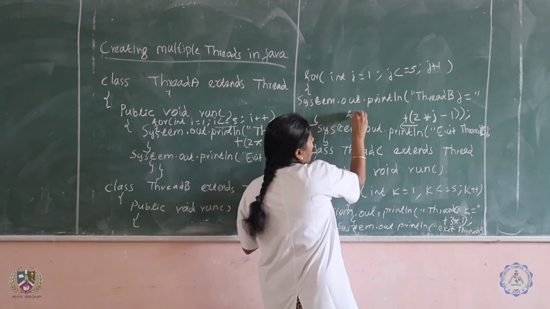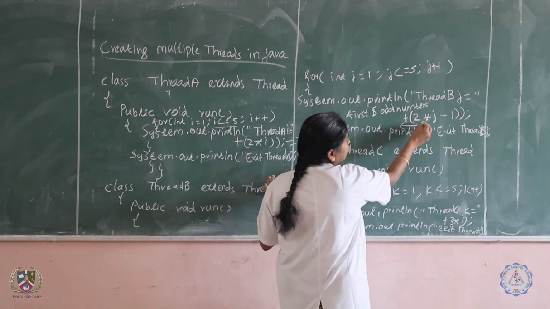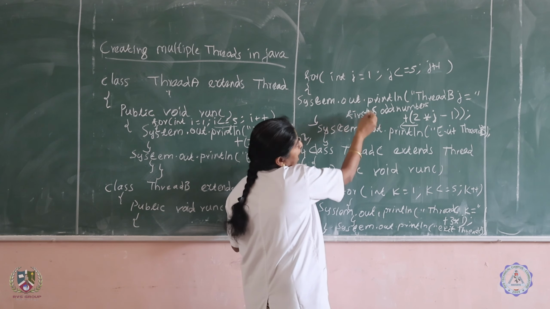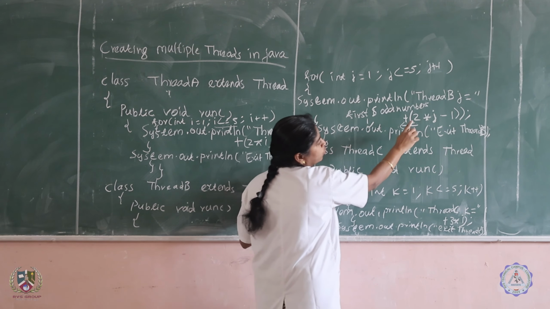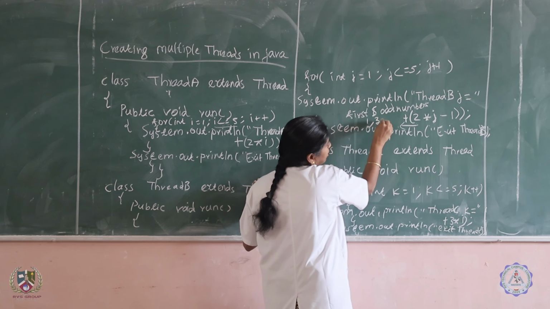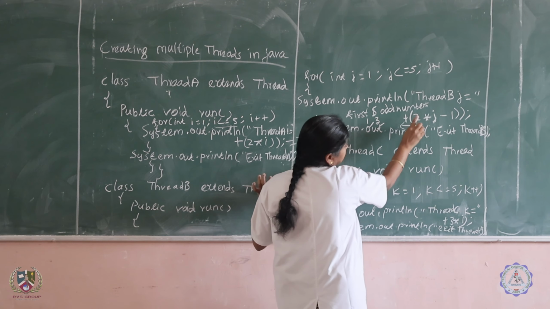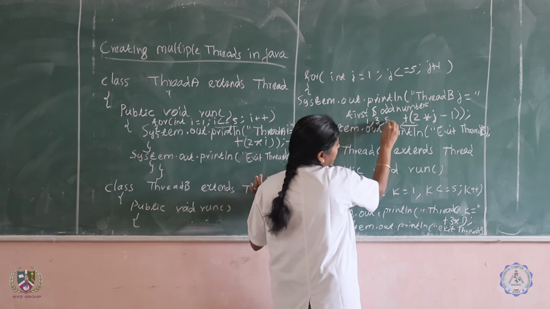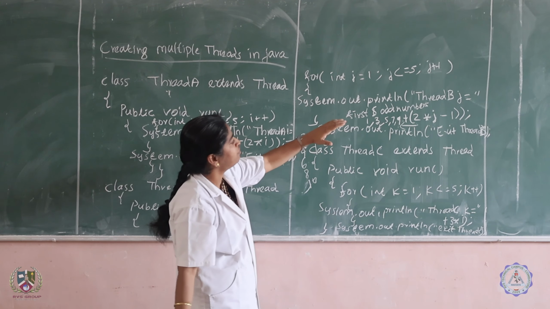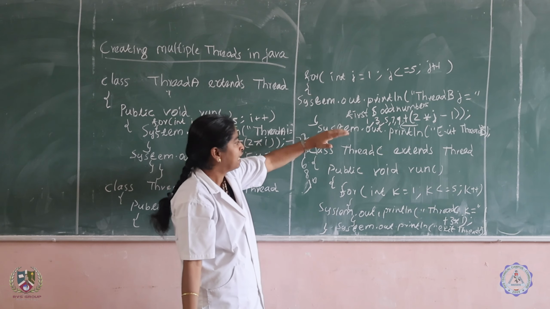Starting with 2 into 1 is 2, minus 1 is 1. Second, j is incremented to 2, so 2 into 2 is 4, and 4 minus 1 is 3. Similarly, 2 into 3 is 6, and 6 minus 1 is 5. Similarly, we are printing the first 5 odd numbers. After printing them, we exit from the thread B class.